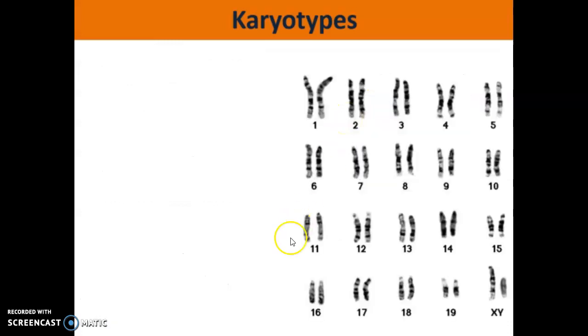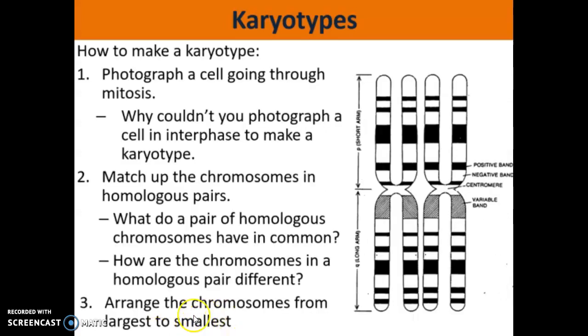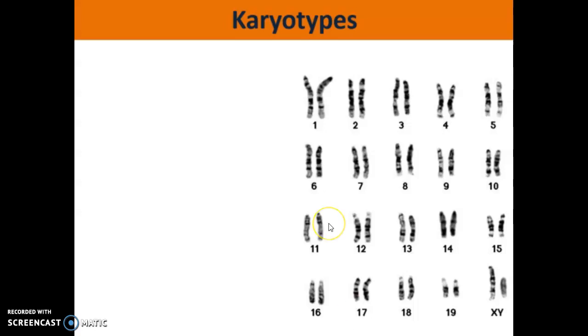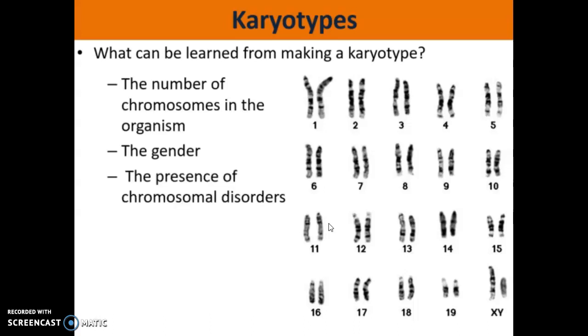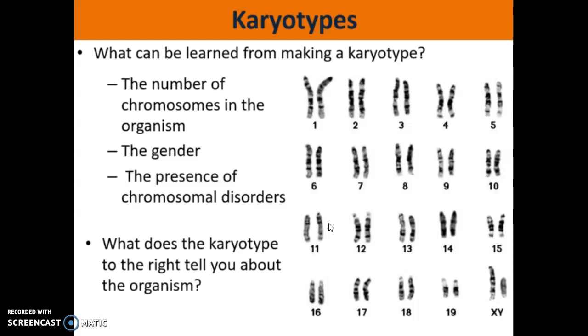The last step of making a karyotype, so let me go back a slide, is just to arrange the chromosomes in order from largest to smallest. Again, the X and Y chromosome is your one exception. So here we have an example of a karyotype. And there's a couple things that we can learn by making a karyotype. It is a tedious process, but a useful process.